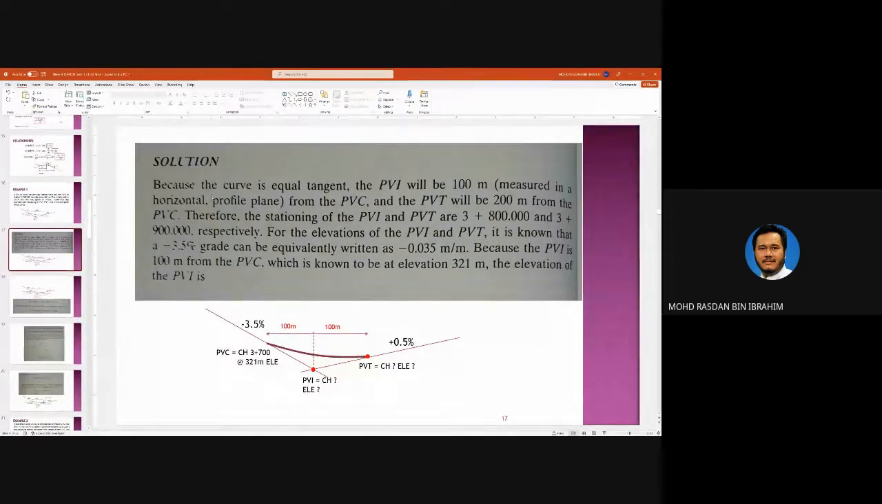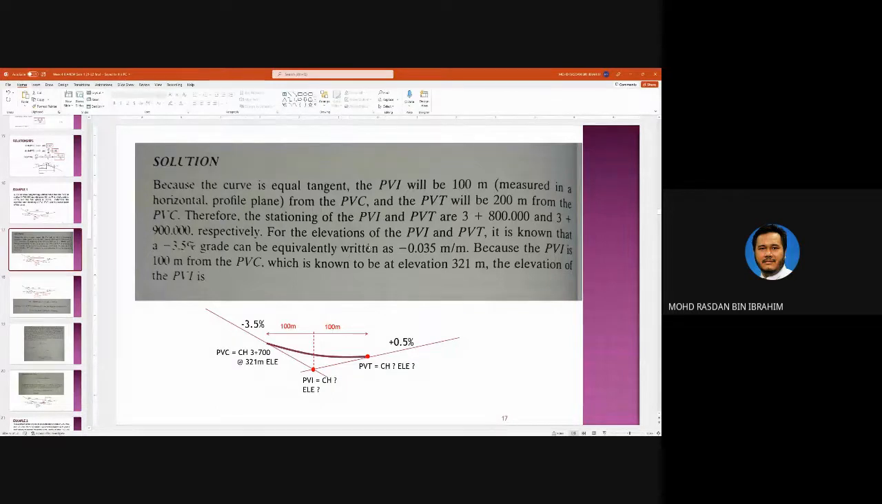Because the curve is equal tangent, PVI will be 100 meters from the PVC because it is always in the middle. So the length of the curve is 200 meters. So PVI is 100 meters from PVC. And PVT will be 200 meters from PVC here. 100 and 100. Therefore, the stationing of PVI and PVT are 3 plus 800. So this 3 plus 700 plus 100 meters here becomes 3 plus 800. And here is the chainage 3 plus 900.